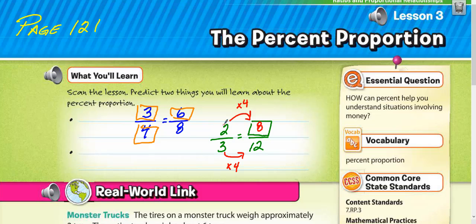Or you could do cross products. Here's the cross products way. I know that 2 times 12 is 24. What would I have to multiply 3 by to get 24? Yep, that would have to be the 8. So we can use proportions then to solve some percent problems.